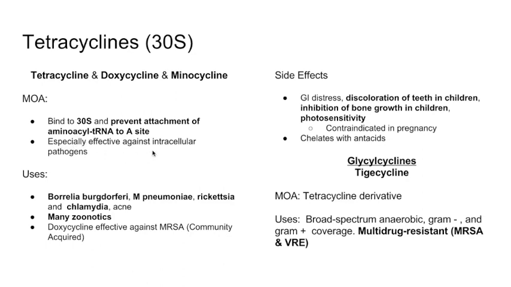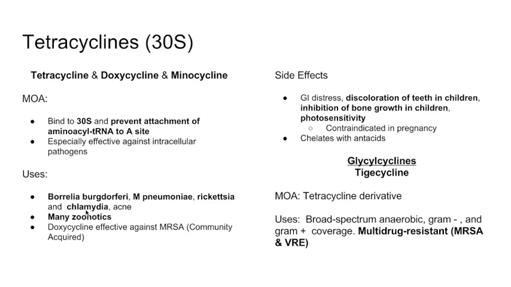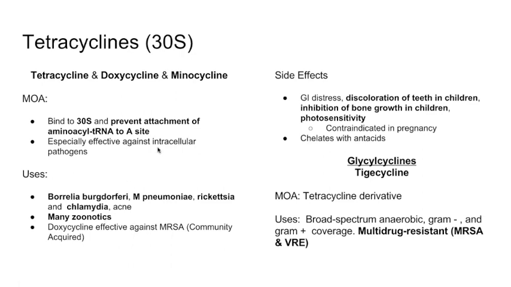Tetracyclines are especially effective against intracellular pathogens. And they're used for a whole bunch of things. I don't want to go into too much depth in it. You'll cover it in micro. But many zoonotics, a lot of the atypical bacteria. Doxycycline is also effective against MRSA. But again, this is something that you don't need to worry about too much right now because you'll cover it again in micro.